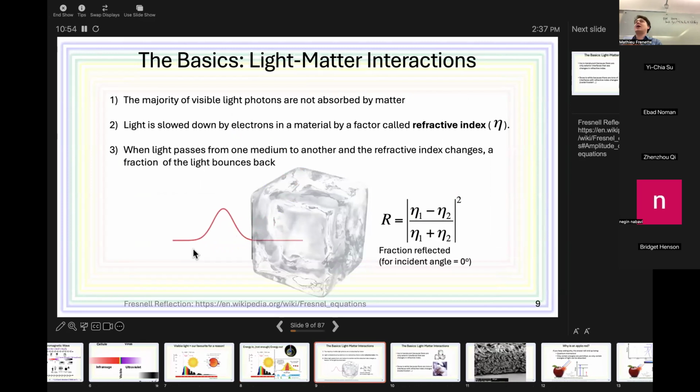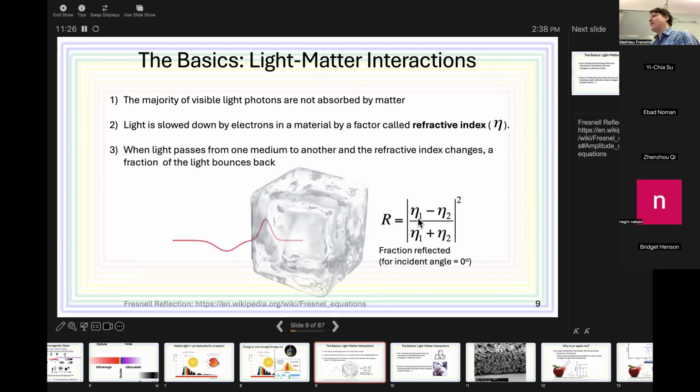Every time light changes refractive index, it changes speed. The refractive index of something is the fraction by which the light is slowed down. So water's refractive index is 1.33. And so that means instead of going 3 times 10 to the 8 meters per second, it goes 3 times 10 to the 8 divided by 1.33. And every time the light changes refractive index, there's a fraction that bounces back. And the formula to calculate it, if you're going at the right angle here, would be this Fresnel equation.